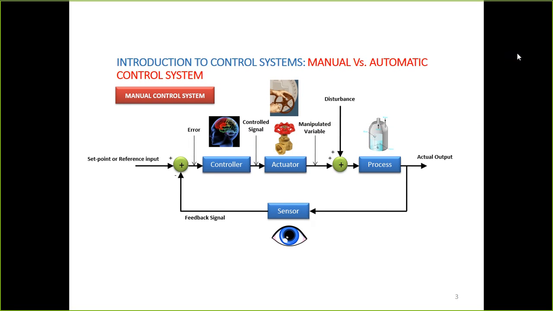Okay, fine. So we have two control systems, manual as well as automatic. Manual is nothing but, just assume you are putting on a motor in your home. You are just switching on the motor and you are looking at the tank. Once the water reaches the top, you'll switch off the motor.